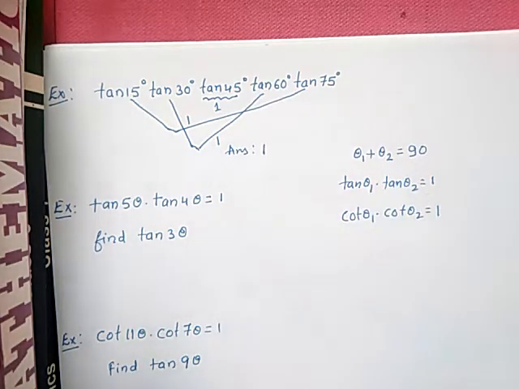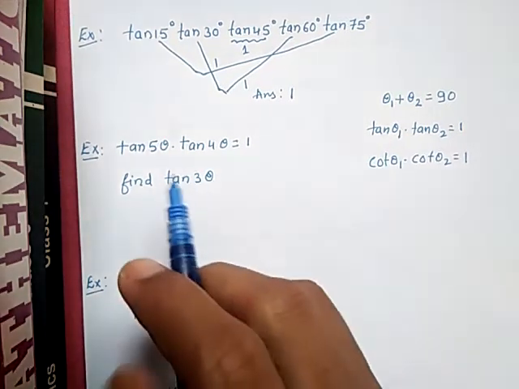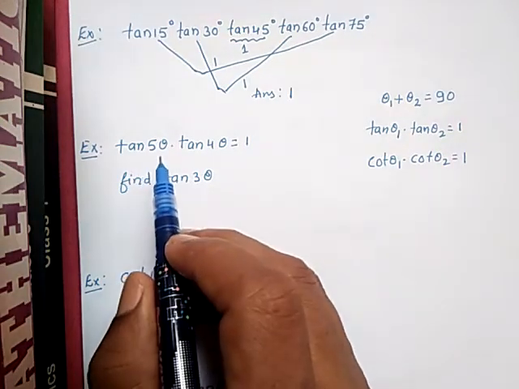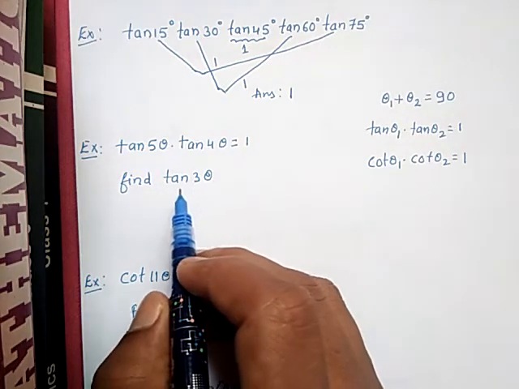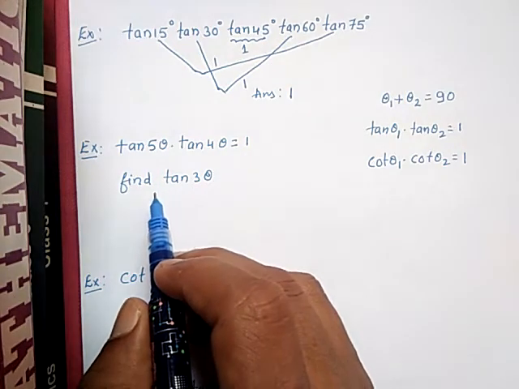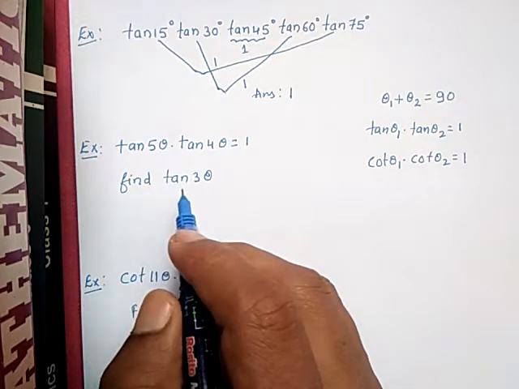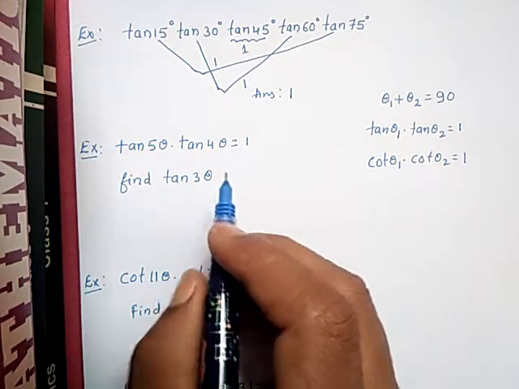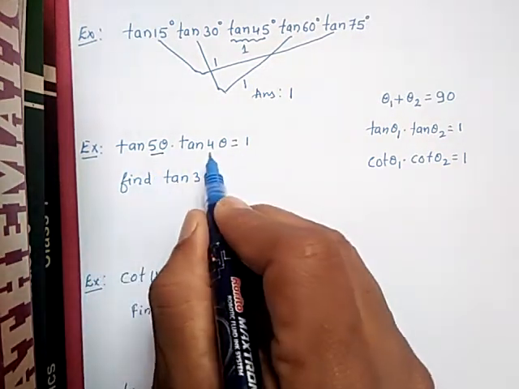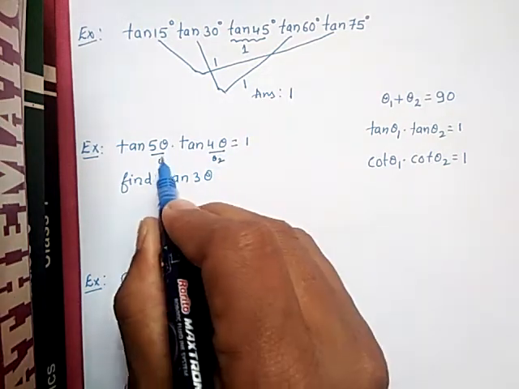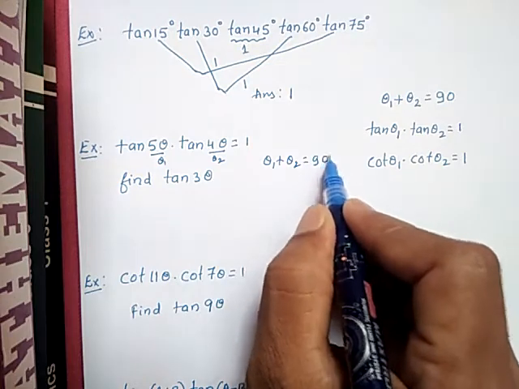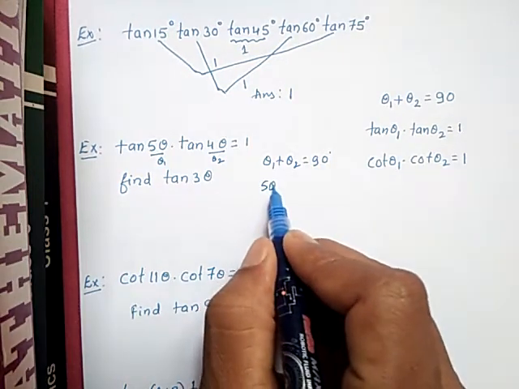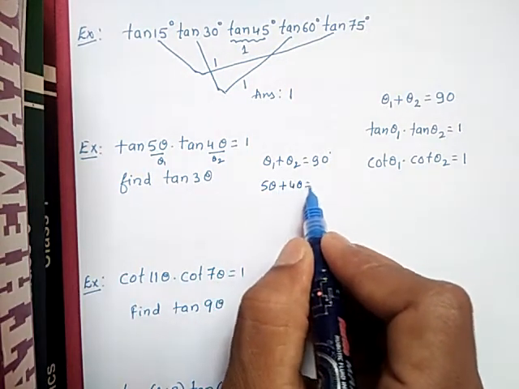In the same way here also. So now what happens here? Here it is given in the next example, tan 5 theta and tan 4 theta is equal to 1. They told to find here tan 3 theta. So what to do here? Just you can write here, this is theta 1 you can take, this as theta 2 you can take. So theta 1 plus theta 2 should be what? 90 degree. So if it is 90 degree, theta 1 is 5 theta plus 4 theta is equal to 90.